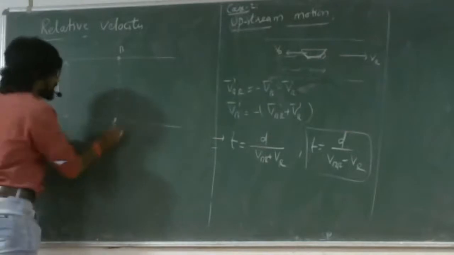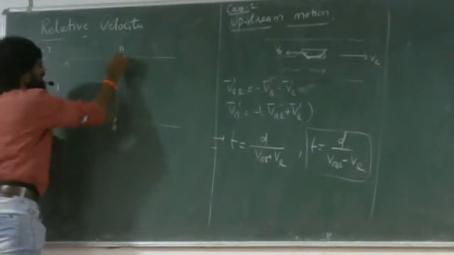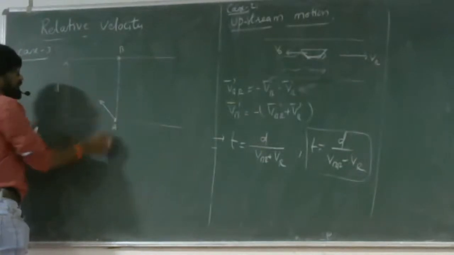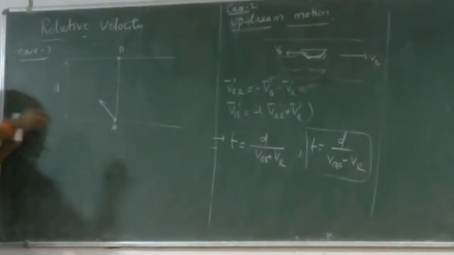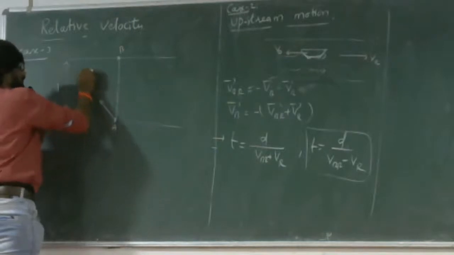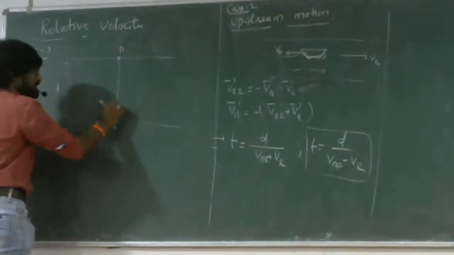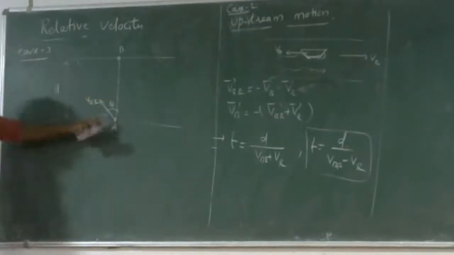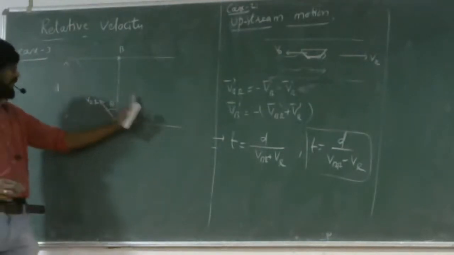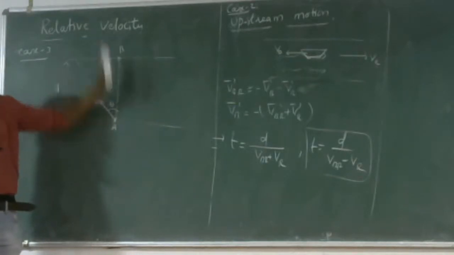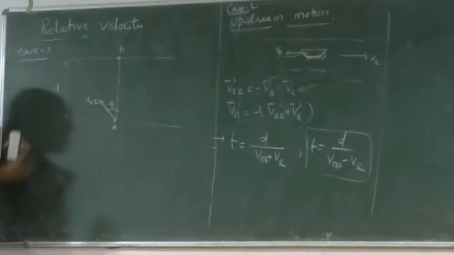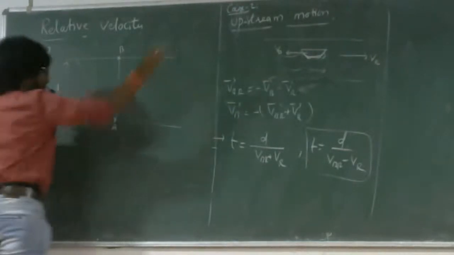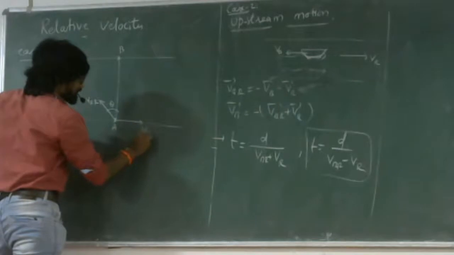In the shortest distance path, the swimmer or the boat has to start its motion at some angle theta. This will be the velocity of the boat with respect to river. With respect to the river, the boat has to start its motion at some angle with respect to the vertical. Because it is making an angle, as the river is flowing in this direction, this is the velocity of the river.